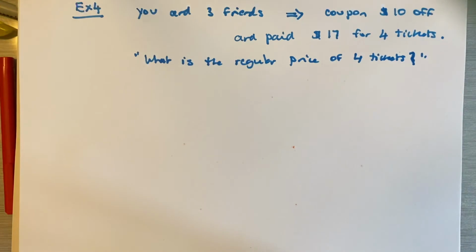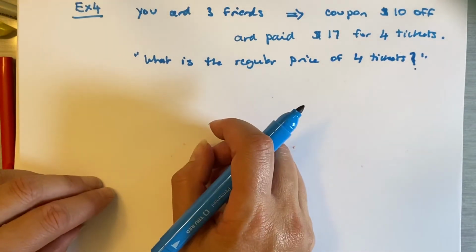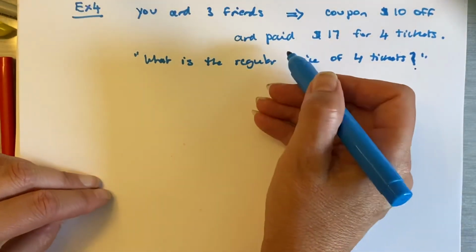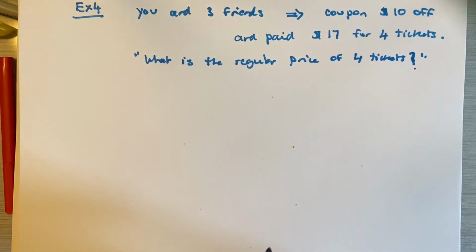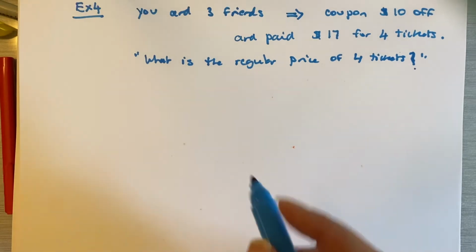Okay. So you and 3 friends are going mountain biking, and you have coupons for $10 off. When you're done and you've paid, you only had to pay $17 for all 4 tickets. What's the regular price for the 4 tickets?